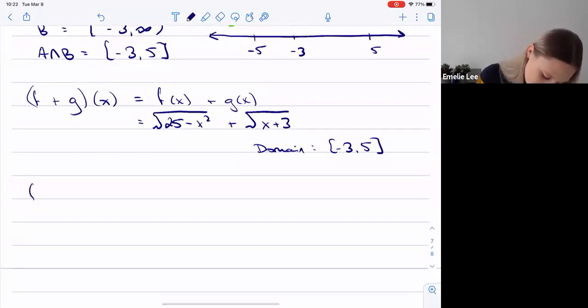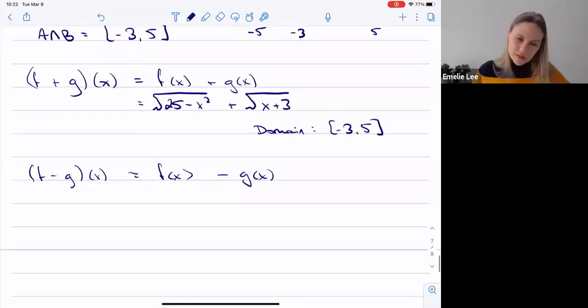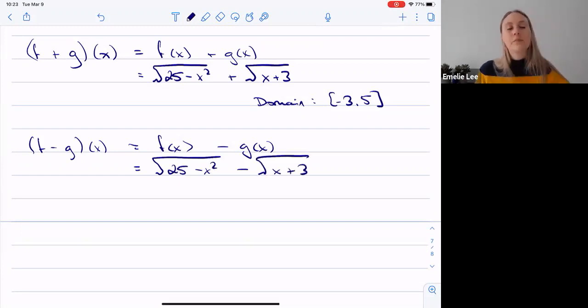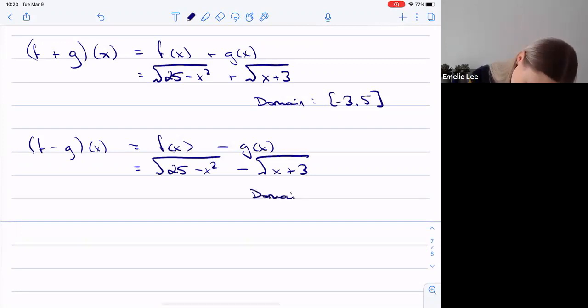f minus g of x is just f of x minus g of x. Same thing. Again, if I'm dealing with two roots, I can't combine those until I'm multiplying or dividing. So I just end up at the root of 25 minus x squared minus the root of x plus 3. And the domain, again, is from -3 to +5.